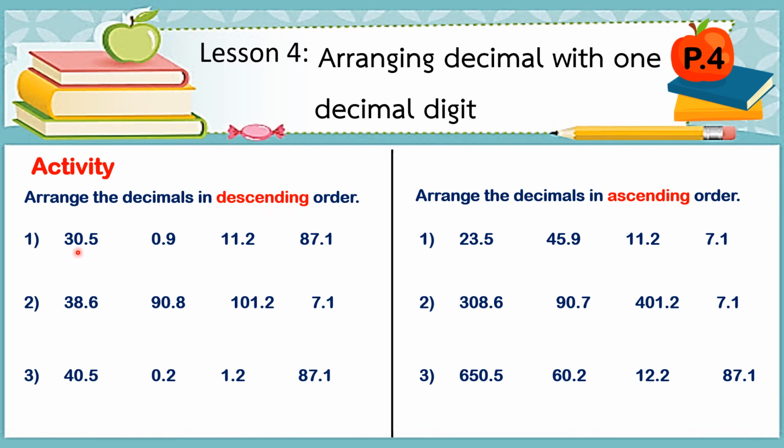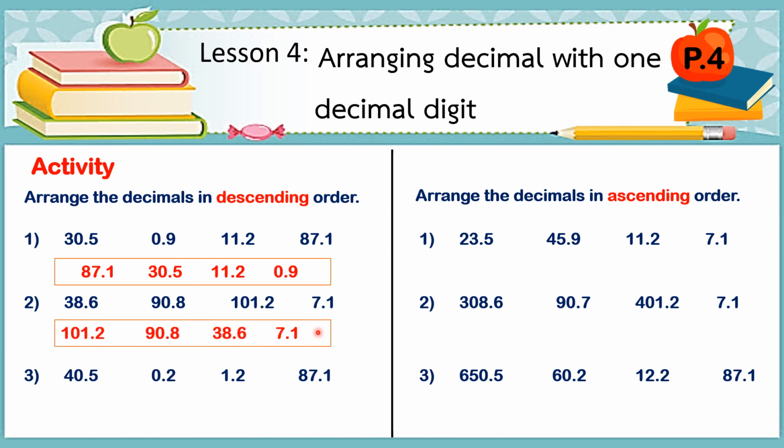So as you can see, the first number, this one, which one is the biggest? Is it 30, 0, 11, or 87? Which comes first? So the biggest number is 87. Second is 30, 11, and 0. So this is the answer. The next one is, which one is the biggest number? The answer is, okay, from big to small number. How about the third one? Okay, the biggest number is 87.1.